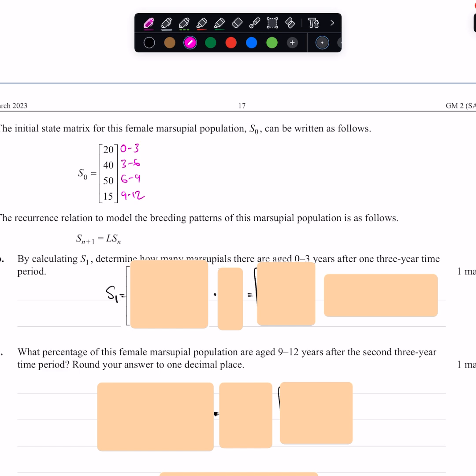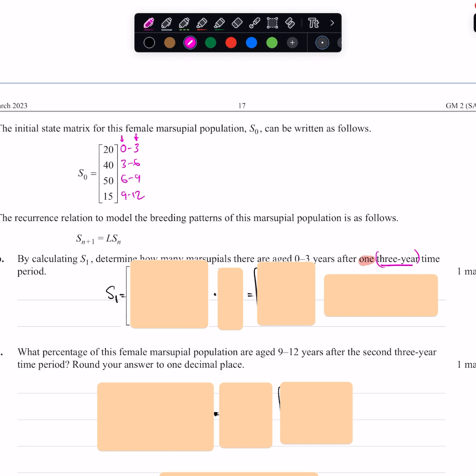The recurrence relation to model the breeding pattern of this marsupial population is as follows. By calculating S1, determine how many marsupials there are aged 0 to 3 years after one 3-year time. All right, it says after 1. Now, do not get confused with this. After 1, technically it's after 1 year. This 3-year time is the 3-year period. 0 to 3 are 3 years.